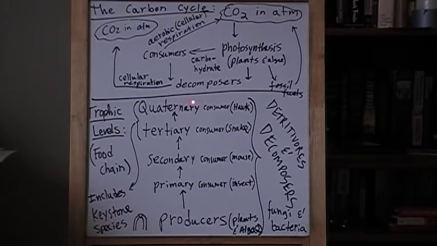And another important thing about the trophic levels and food chain is the detritivores and decomposers, which are the fungi and bacteria, which break down the dead bodies of all of these levels and return those nutrients to the environment where they're recycled. And they also, of course, contribute to the carbon cycle by doing cellular respiration, which contributes to the CO2 in the atmosphere.